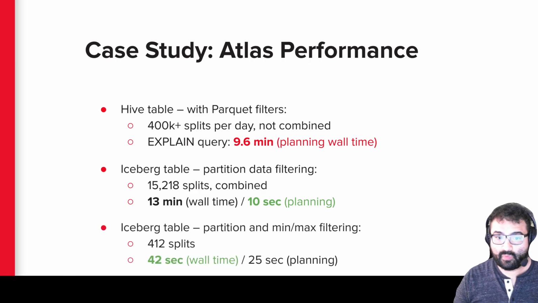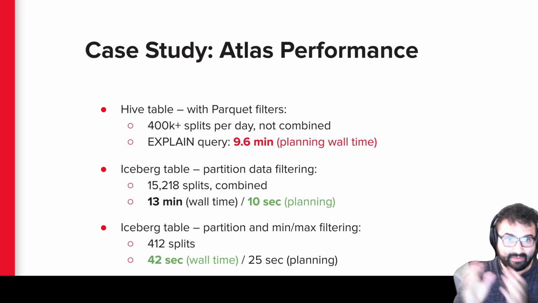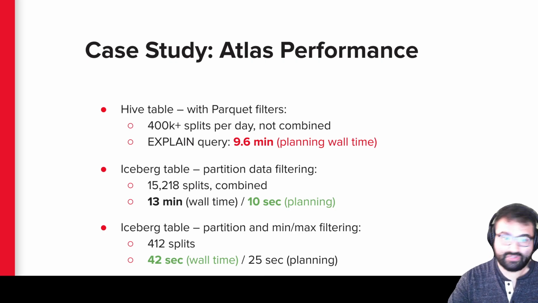And when you add in the min-max filtering, that's when we assess each individual file and say, hey, am I looking for any data within these column stat ranges? It took a little bit longer to plan because you're comparing each of those files, so 25 seconds to plan. But that additional planning time pays off in much quicker query time, 42 seconds total for the whole journey. And you see why? Because there's less data you have to read, 412 splits.